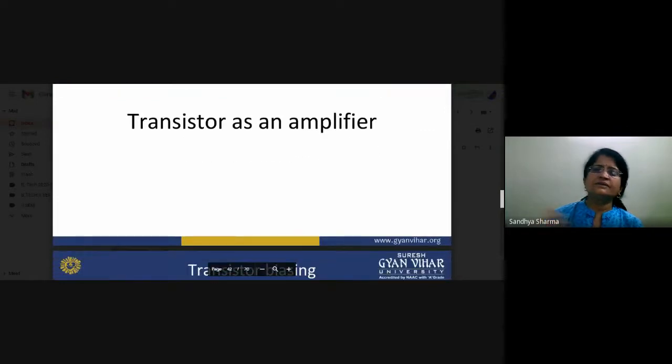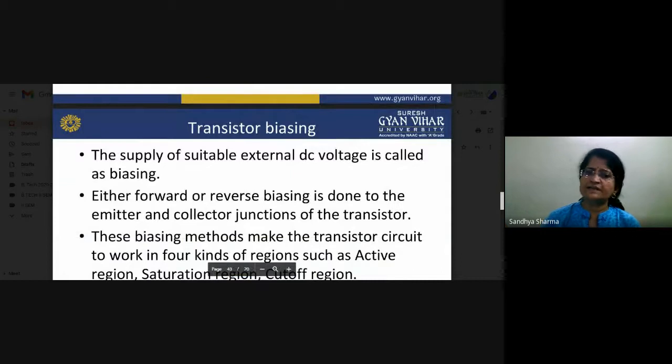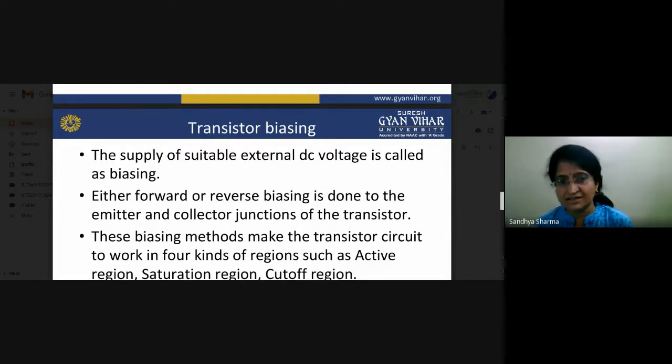Now we will see that this common emitter also works as an amplifier. We should know the basic criteria or conditions when our transistor is working as an amplifier. We have to always keep this in mind because it is a very important characteristic: the transistor is always working in the active region. So what arrangement do you have to make? First of all, you have to do proper biasing by applying the DC voltage.